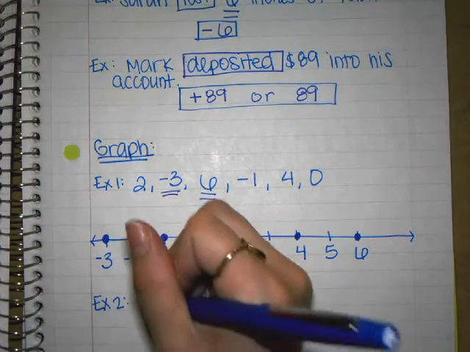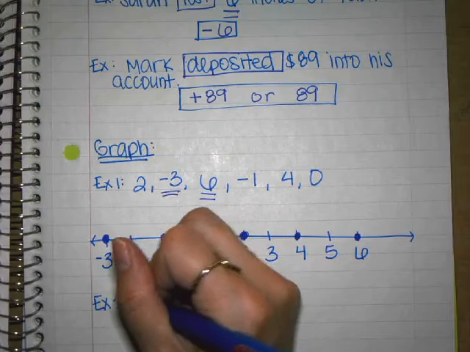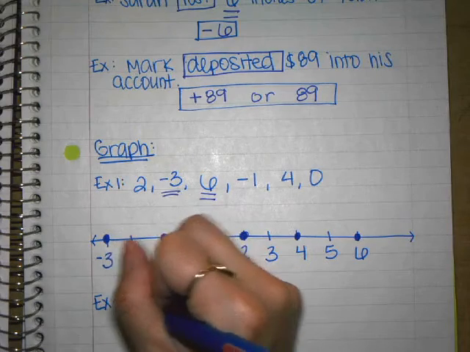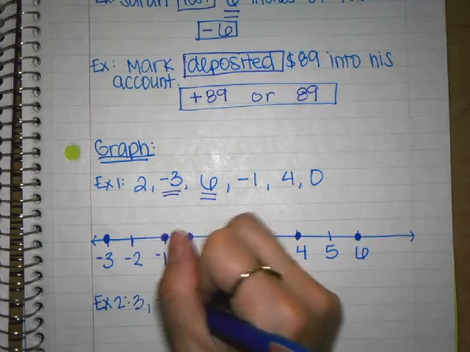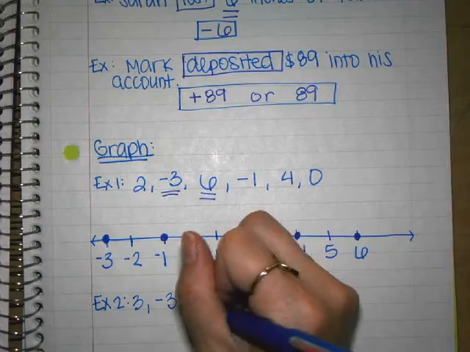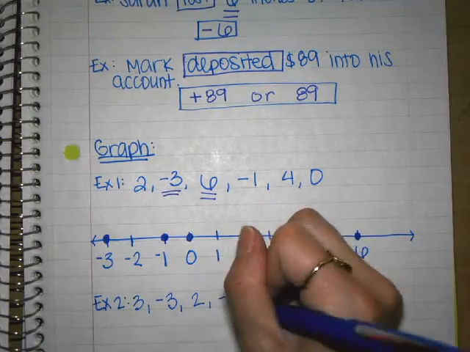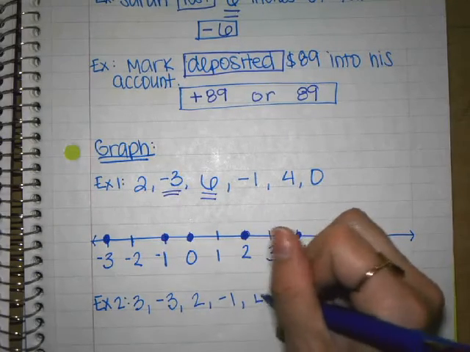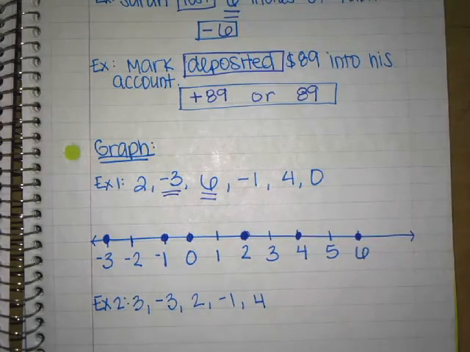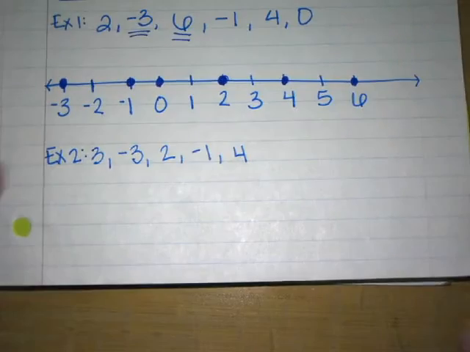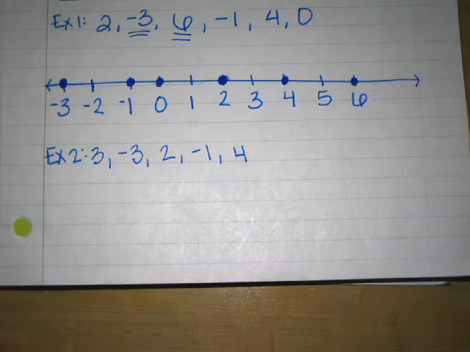Okay, last example. Okay, here is 3, negative 3, 2, negative 1, 4. Plot those numbers on a number line for me, guys. Three, negative 3, 2, negative 1, and 4.